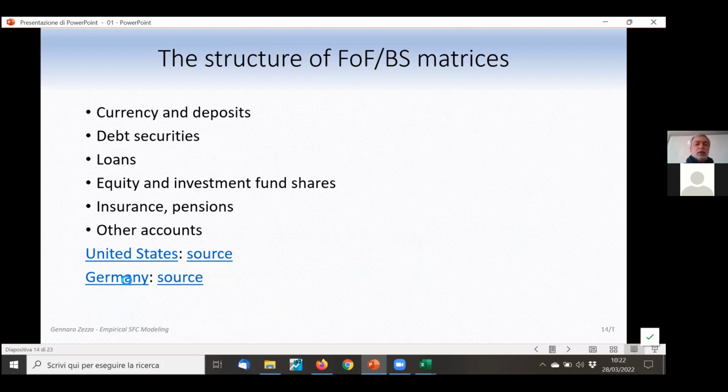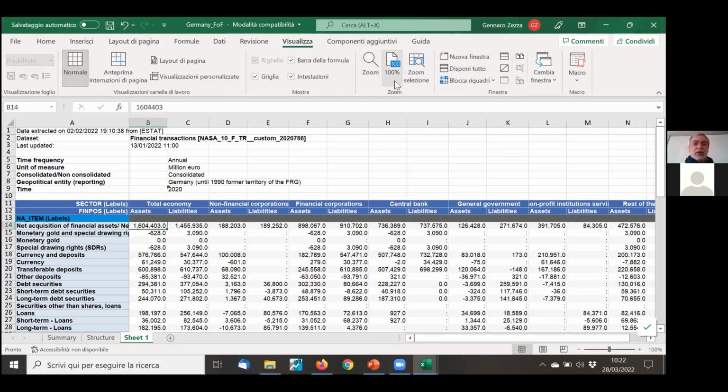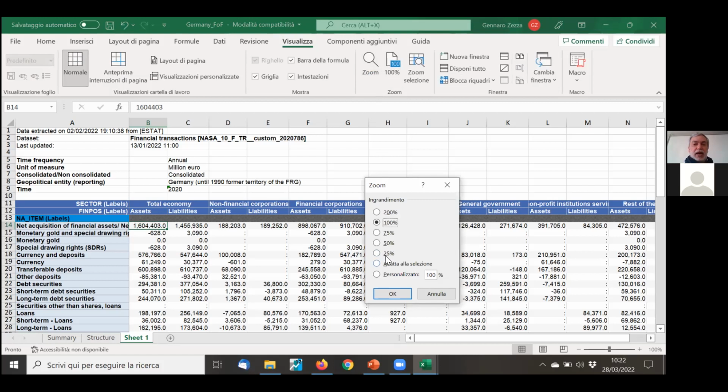Maybe Germany is... I didn't show you the Eurostat arrangement for flow of funds, but they follow the same principle. Now, the only difference is that everything is displayed for all sectors at the same time. Let me enlarge this a bit.